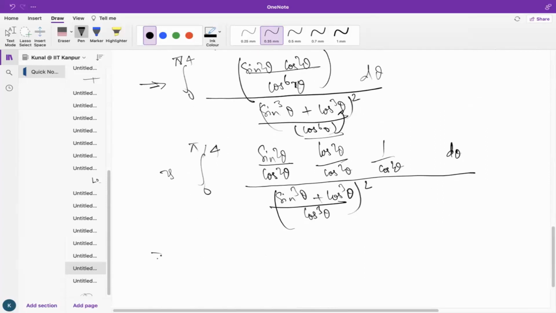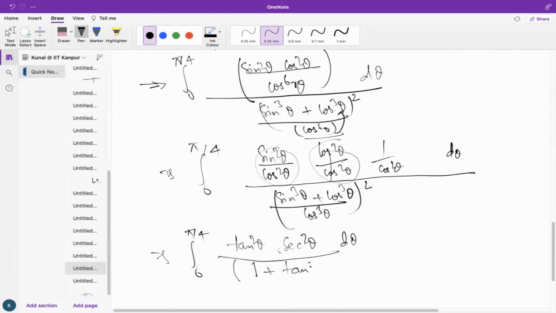I hope you'll all understand this. So let me write here the product form. This makes the function tan square theta, this makes the function 1, and this makes the sec square theta d theta, divided by, when we divide by cos cube theta, what we do here is take cos to the power 6 theta inside this bracket. So actually we get sine cube by cos cube, so it will be 1 plus tan cube theta.